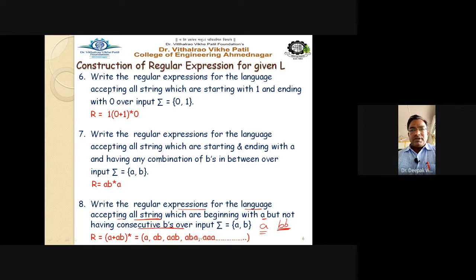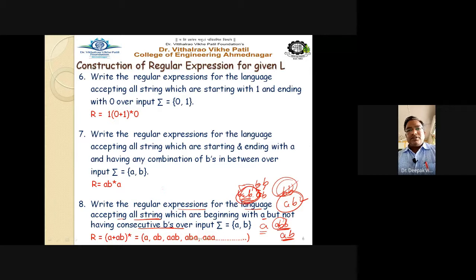The string must not contain BB, which means before B there must be A, so there must be AB always. If there must not be BB, there must be AB. If we want to avoid double B, that is consecutive B, we have to give AB. So B must not get associated with B; B must get associated with A only, so that double B will not appear here. So BAB is okay, because these two B's are not consecutive. That's why we take AB here.